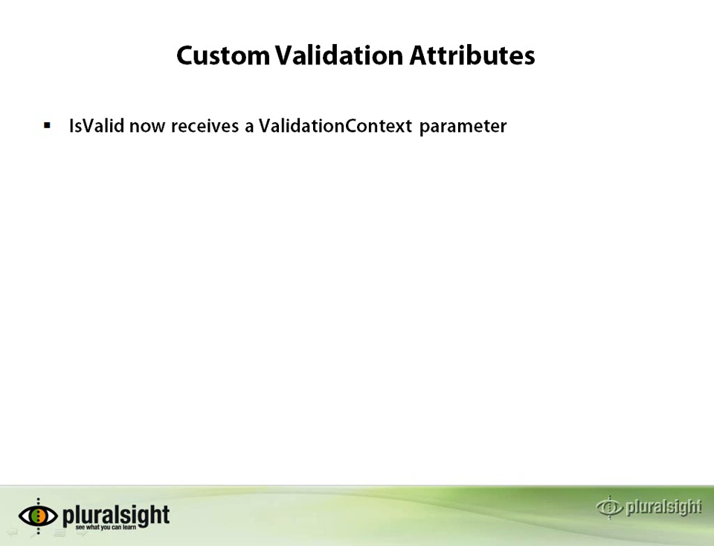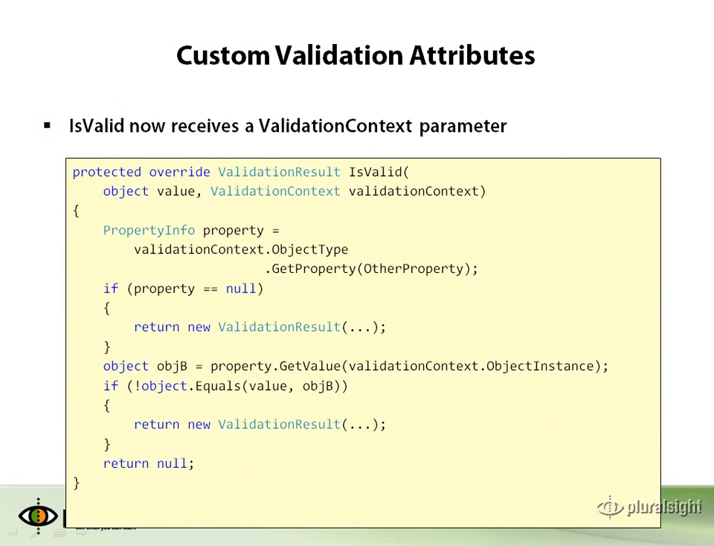When you implement a custom validation attribute in MVC3, you can now override a version of the IsValid method that receives a validation context parameter. This validation context parameter contains information about the validation that's being performed, for instance, the type of the view model that's being validated and the metadata associated with it. If we think about how the compare attribute is implemented, it makes use of this validation context parameter because it needs to get other information from the view model.